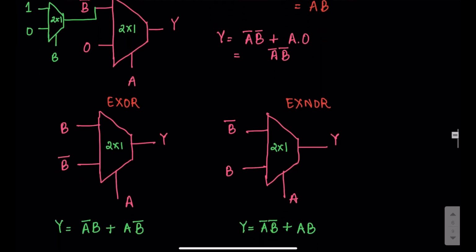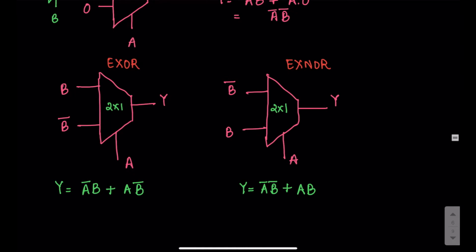Let's move to the next thing. We have to implement XOR and XNOR. Now this is very simple because we know that XOR is expanded as A bar B plus A B bar.